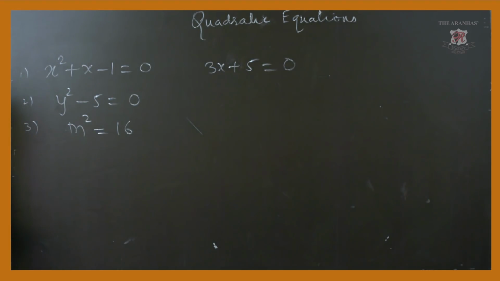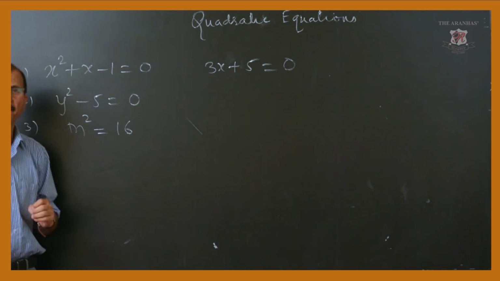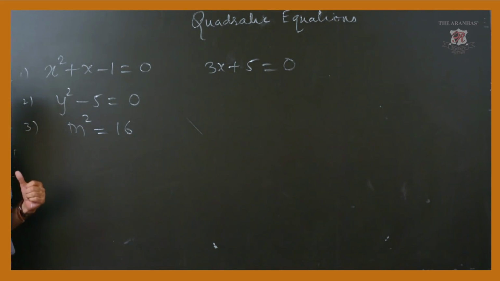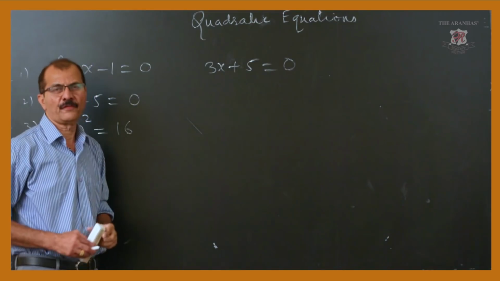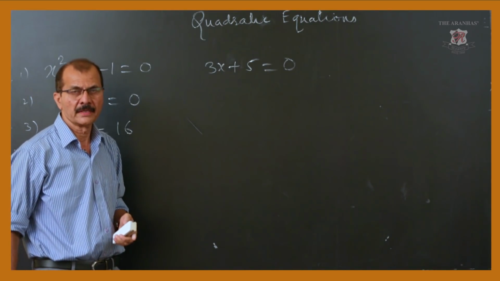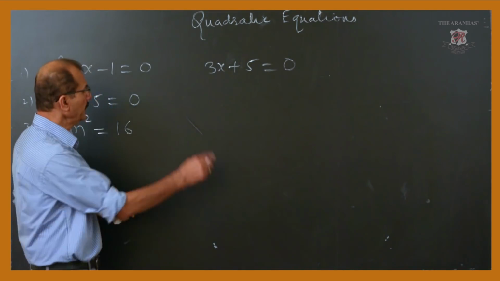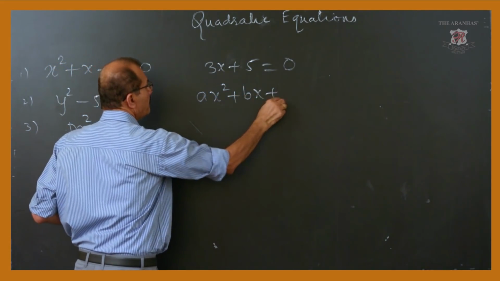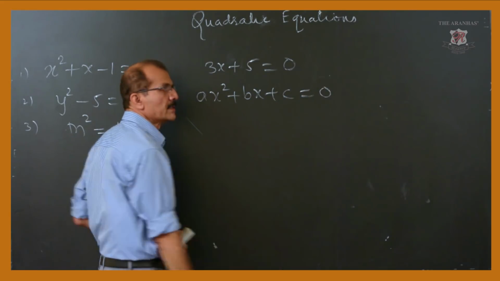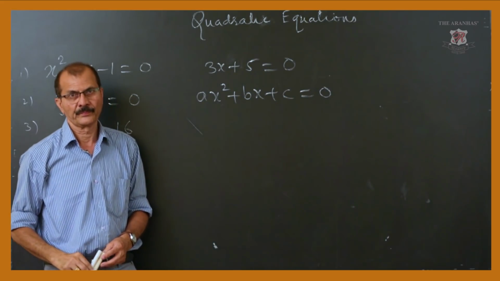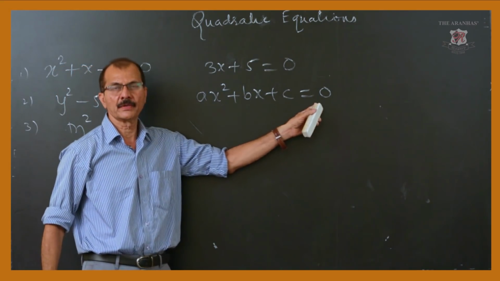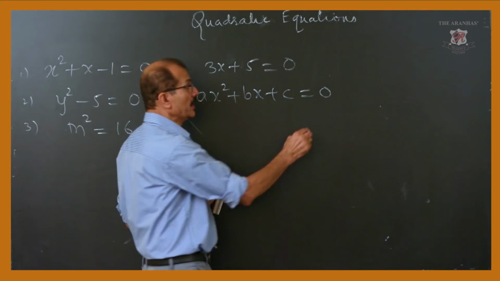Now, you have got the idea what you mean by a quadratic equation. The general form of the quadratic equation is given by ax square plus bx plus c equals to 0. So, this is the general form.